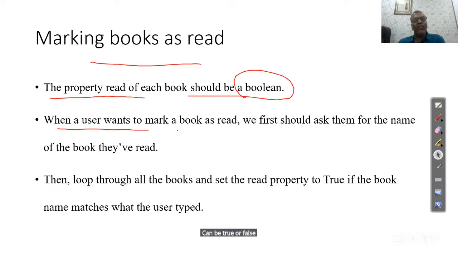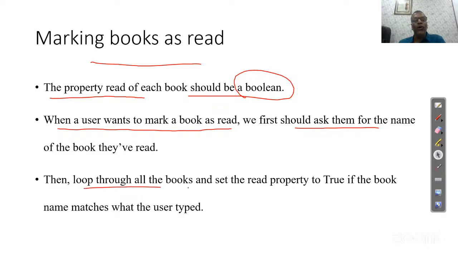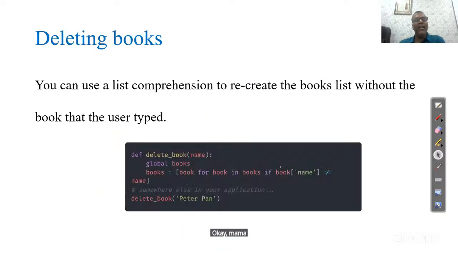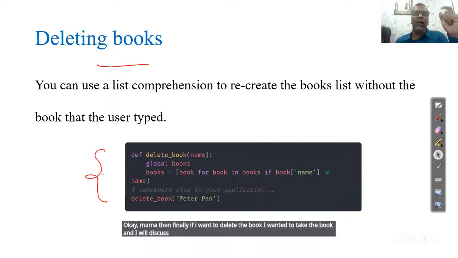When the user wants to mark the book as read, మనం ఏం చేయాలి? ఈ బుక్ ని తీసుకోవాలి. తర్వాత మనం ఏం చేయాలి? We should go through the loop and we should make it true. I'll discuss this in a few minutes. Then, finally, if I want to delete the book, I will take the book and discuss two logics. One is with comprehension and another one is with normal language. So with your permission, can I start?